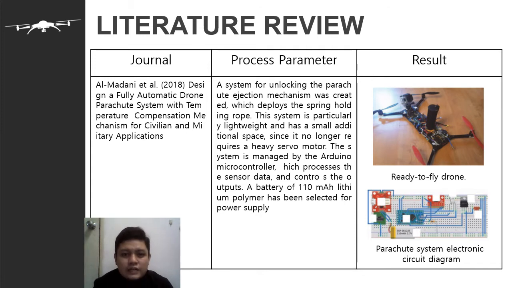A system for unlocking the parachute ejection mechanism was created, which deploys a spring holding rope. The system is particularly lightweight and has a small additional space since it no longer requires a heavy servo motor. The system is managed by the Arduino microcontroller, which processes the sensor data and controls the outputs. So the result: the first picture is their drone, which is the craft they created by themselves, and the next picture is the electronic board diagram.